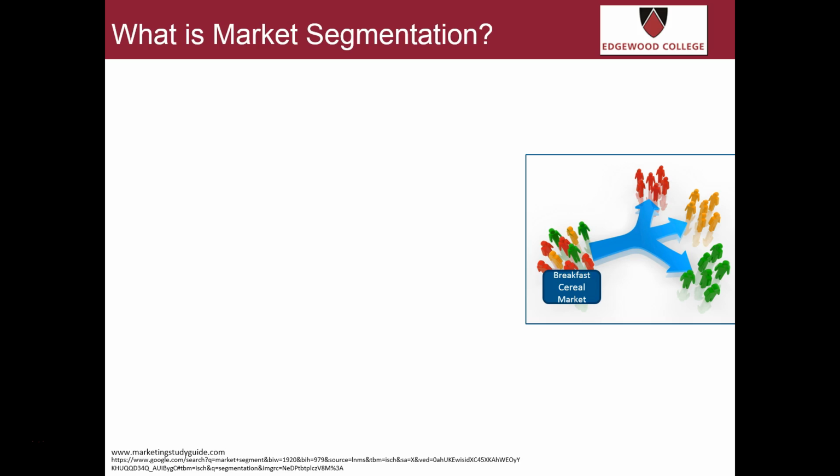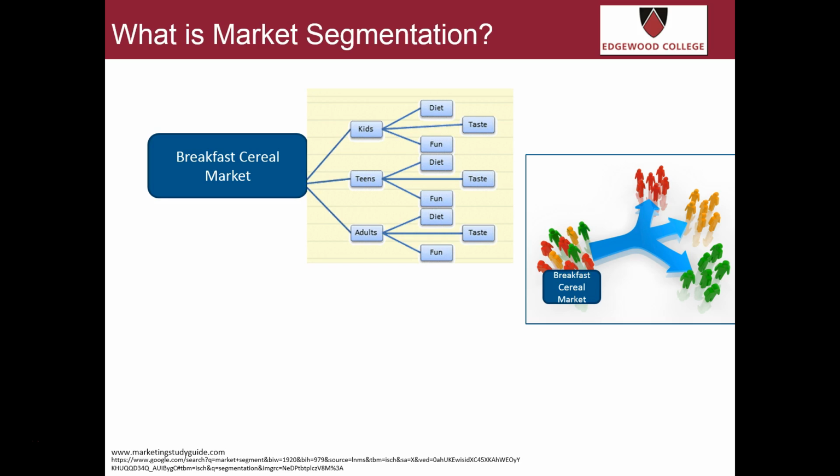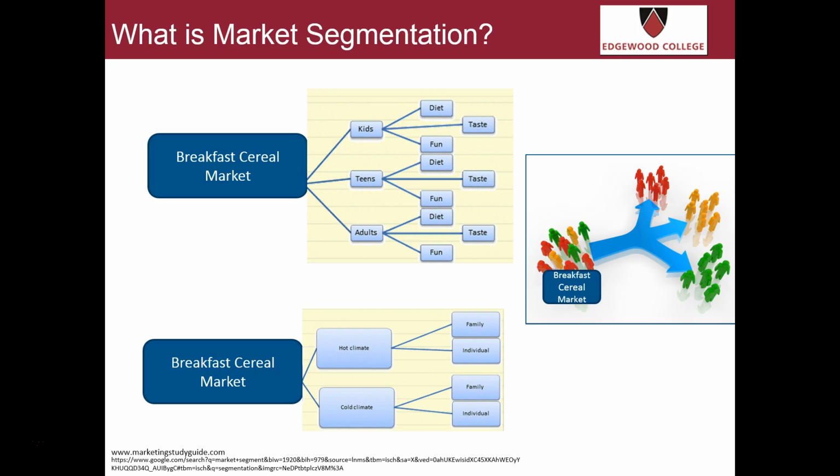Using the breakfast cereal market, which is a business to consumer example, we can take a look at the first segmentation example. In this example, the market is broken down by demographics, kids, teens, and adults, and then by the benefits sought to construct different market segments. The second example uses a geographic variable like weather or climate, and a psychographic or lifestyle variable relating to whether the breakfast cereal is typically consumed in a family setting, people eating together, or whether the household members usually eat alone.